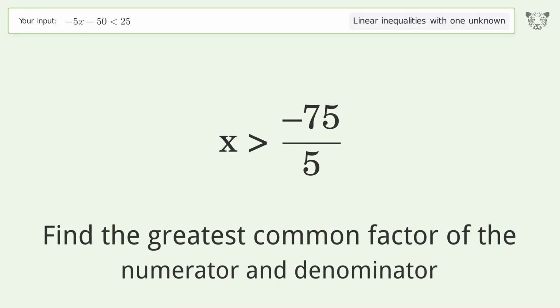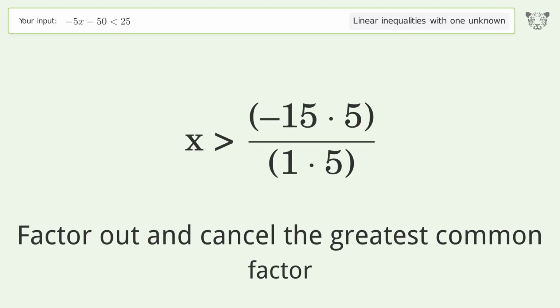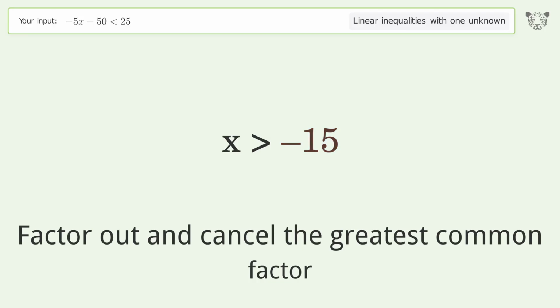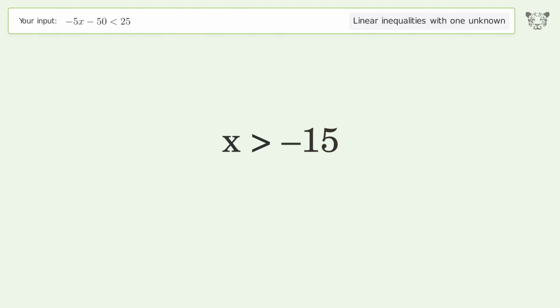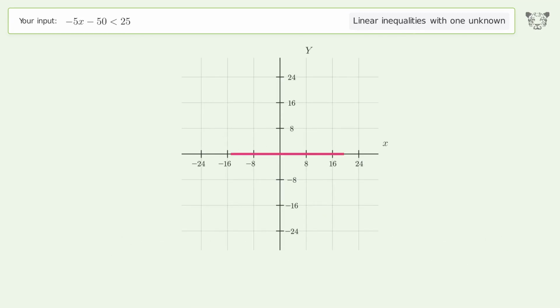Find the greatest common factor of the numerator and denominator. Factor out and cancel the greatest common factor. Plot the solution on a coordinate grid. And so the final result is x greater than -15.